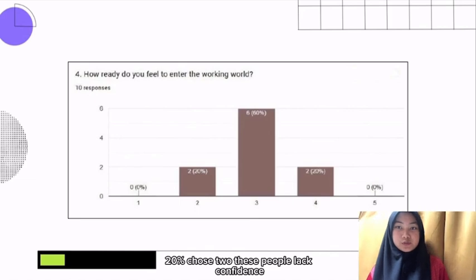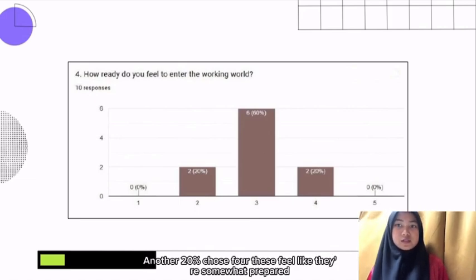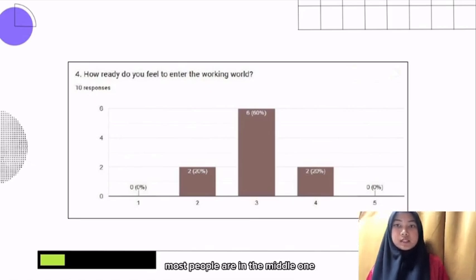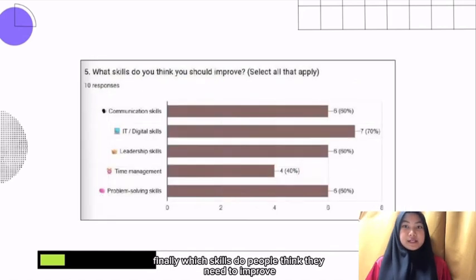20% chose 2. These people lack confidence. Another 20% chose 4. These feel somewhat prepared. Most people are in the middle one. That's so honest. It shows self-awareness, not overconfidence. Finally, which skills do people think they need to improve?